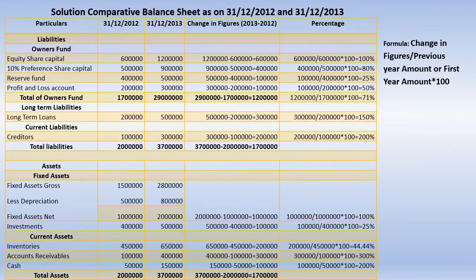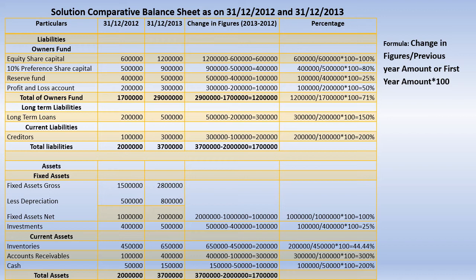The last step in the preparation of comparative income statement is the application of the formula, that is changes in figures divided by previous year amount or first year amount into 100. The same formula that was applicable in your comparative income statement. So changes in figures is nothing but this column, that is column 4 divided by column 2. We'll just look into the amount of column 4, that is 6 lakh divided by 6 lakh into 100, I get 100%, that is changes in figures divided by 2012 amount into 100, I get 100% for equity share capital.